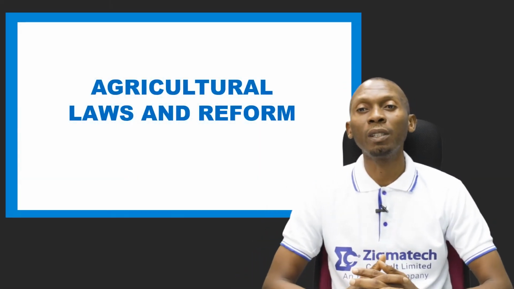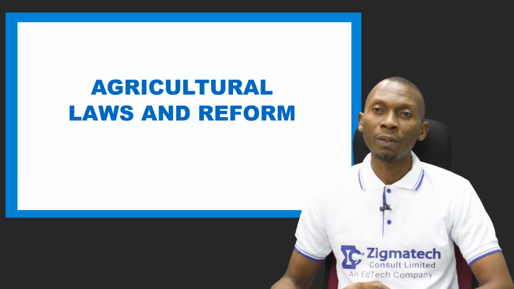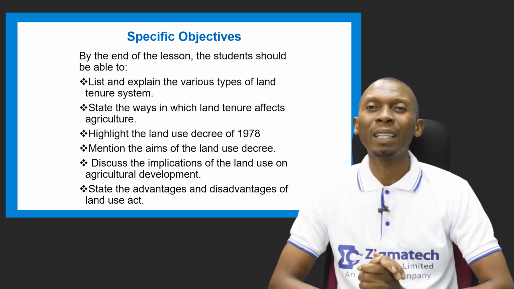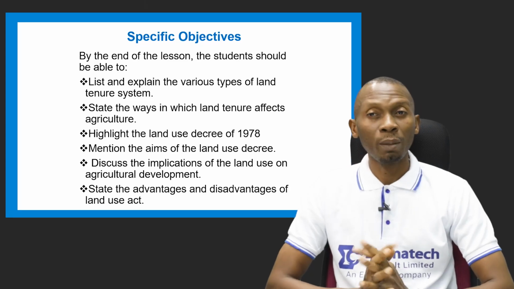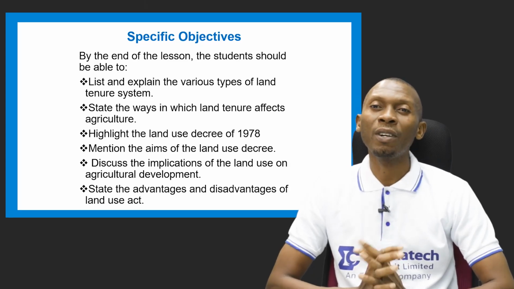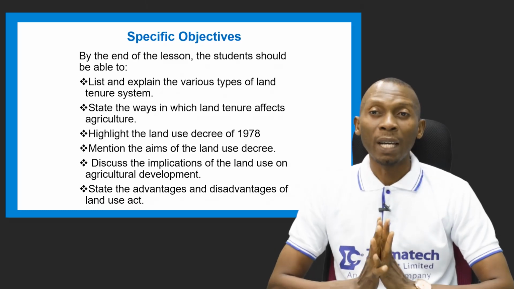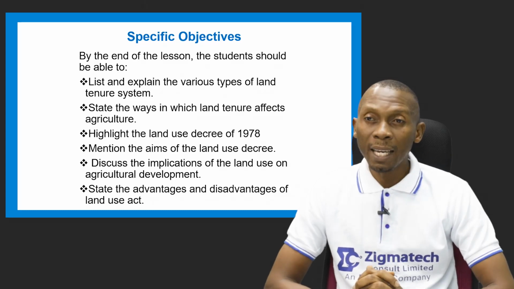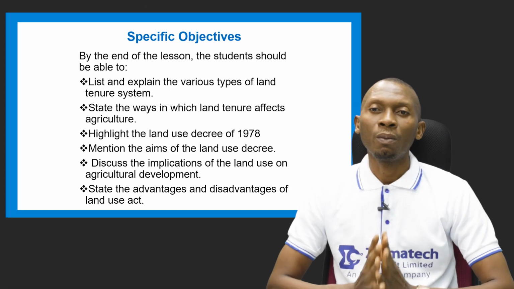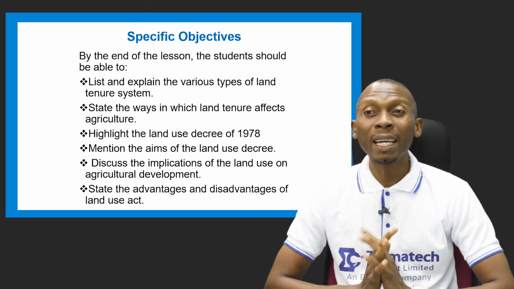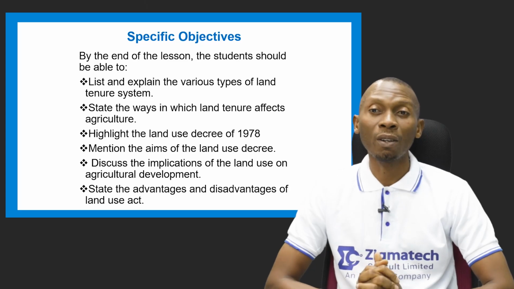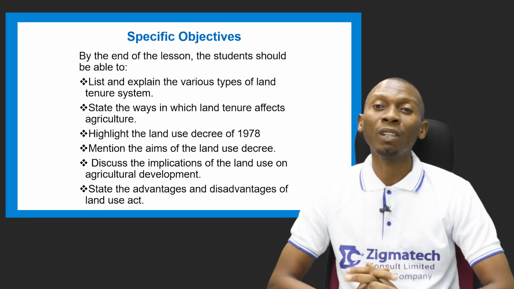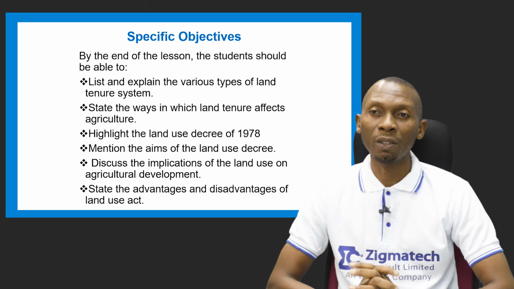Our topic is agricultural laws and reforms. By the end of the lesson, you should be able to list and explain the various types of land tenure system. You should be able to state the ways in which land tenure affects agriculture. You should highlight the Land Use Decree of 1978 and also mention the aims of the Land Use Decree. We will also discuss the implications of the Land Use Decree on agricultural development. And finally, we will state the advantages and disadvantages of the Land Use Act, which is also the Land Use Decree.